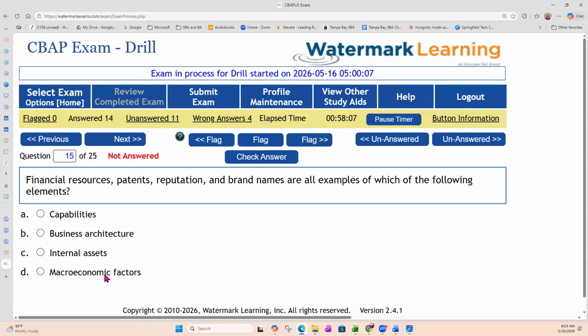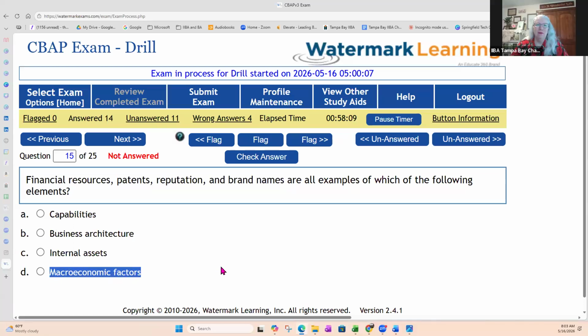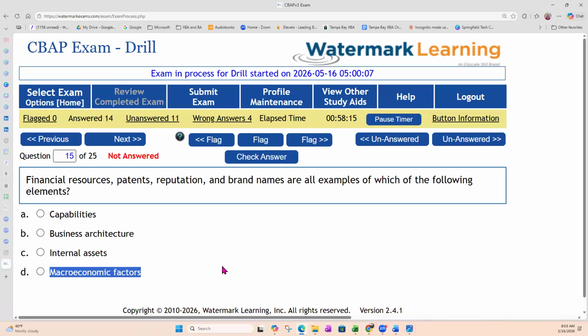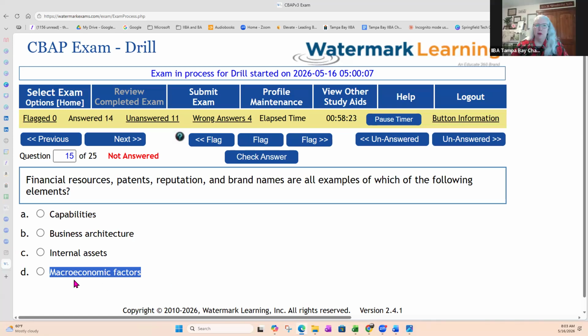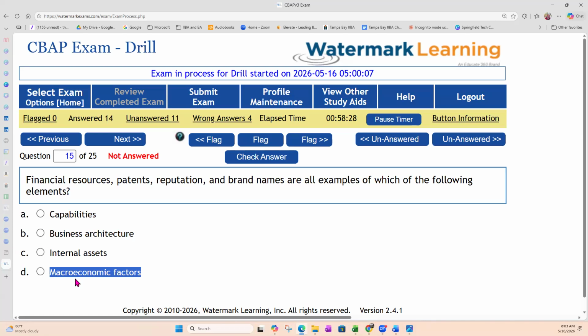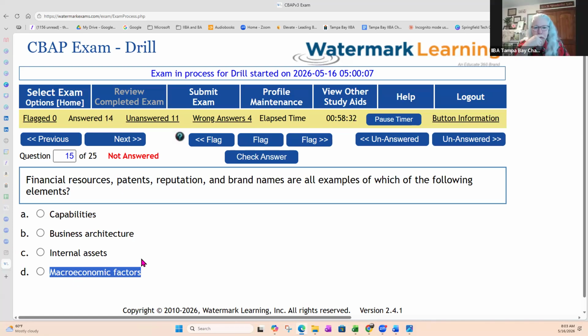Macroeconomic factors. Okay. Why are we eliminating that one, Gabrielle? Because the financial resources are internal assets, and macroeconomic factors are external, right? Yes. Okay. So what is the best answer, guys? Internal assets.